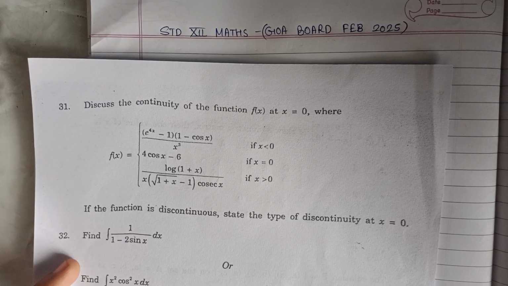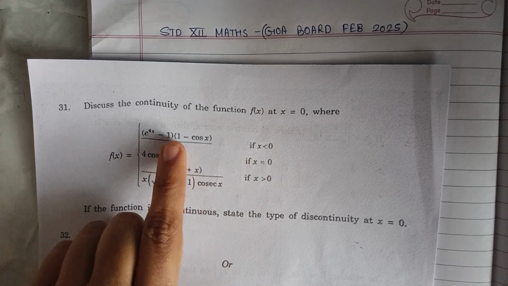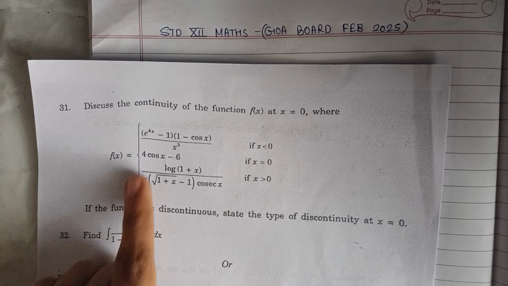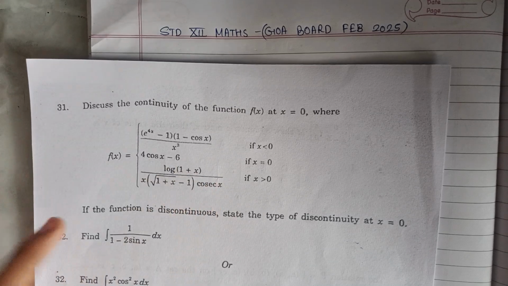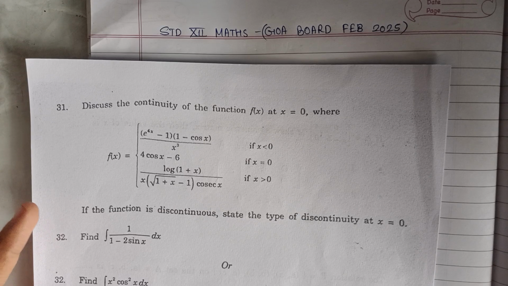Next question is discuss the continuity of the function f of x at x equal to 0, where this function is given for x less than 0 and we have to use this function for x greater than 0. Now if the function is discontinuous, state the type of discontinuity at x equal to 0. So for that we have to first see whether the function is continuous or not.